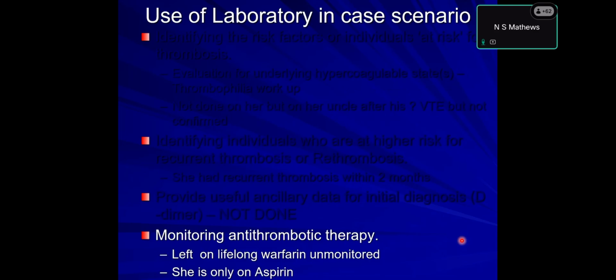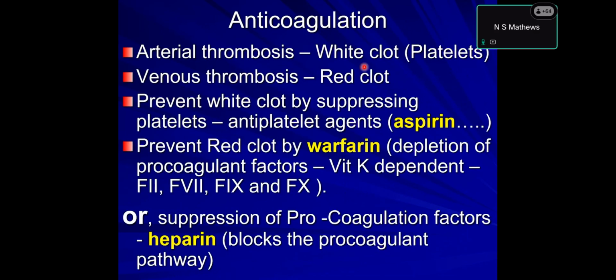So again, coming back to our case, in the clinical scenario that we have, the uncle was left on lifelong warfarin unmonitored, and we were not even sure whether he had a pulmonary embolism. And the lady in question is only on aspirin when she definitely had a VT. Now we already know that aspirin is for the white clots, the arterial thrombosis induced by platelets, whereas venous thrombosis is by the red clot.